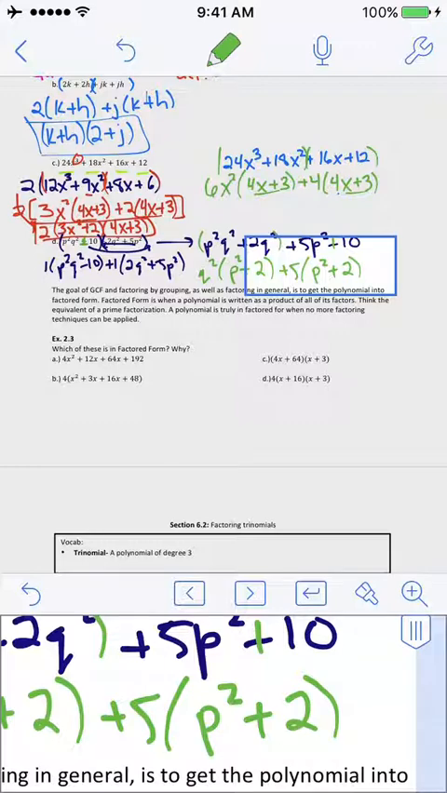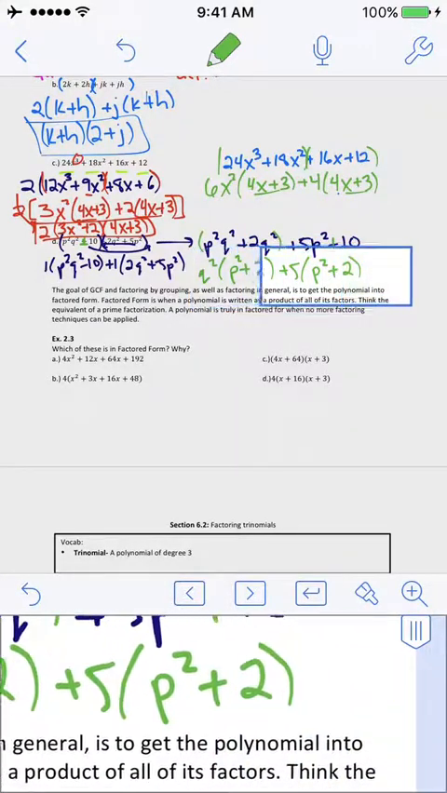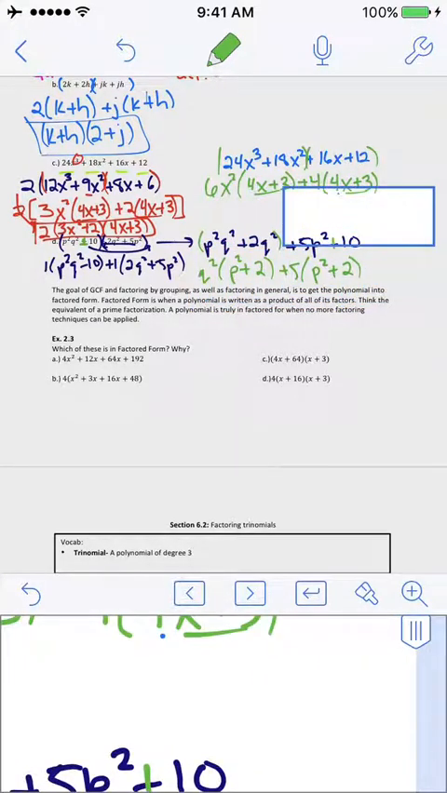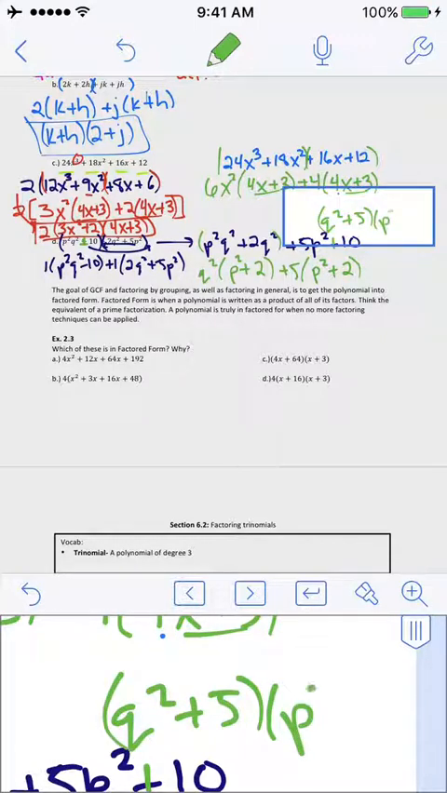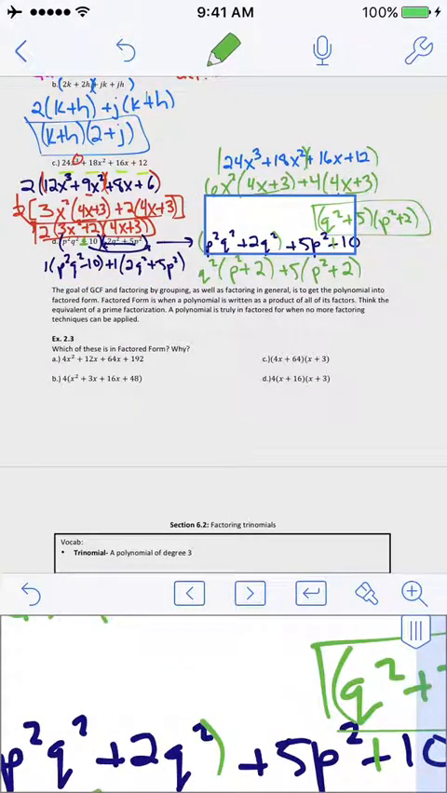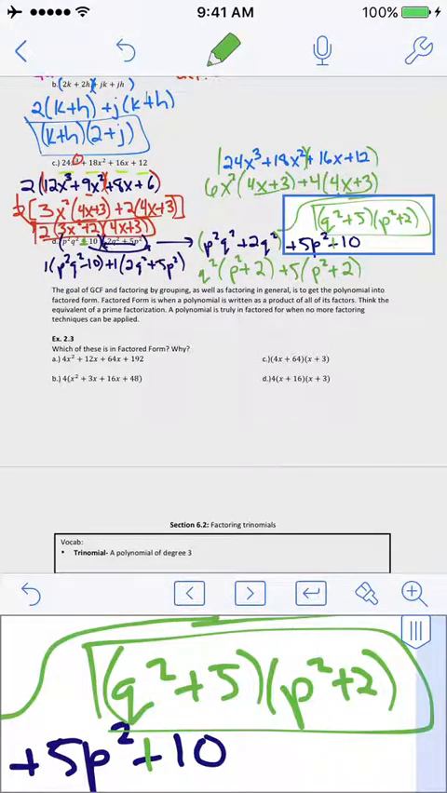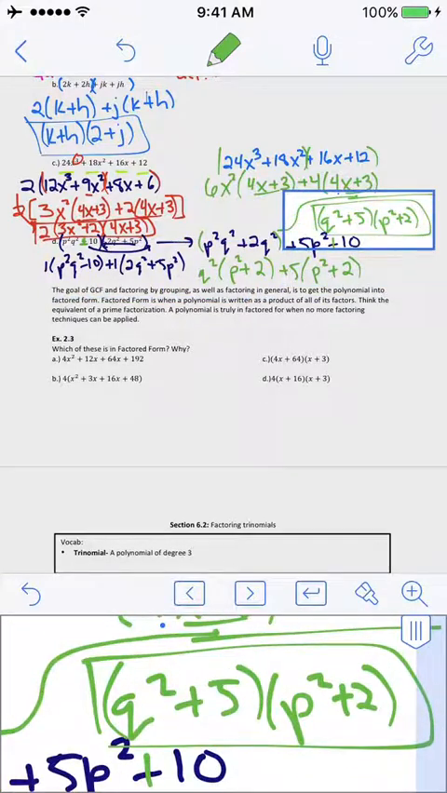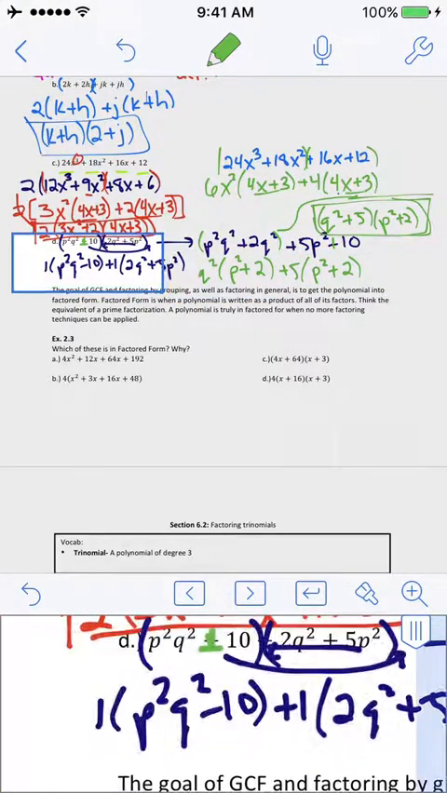Okay, so plus 10. And I get p squared plus 2. Now they match. And I end up with q squared plus 5 times p squared plus 2. So don't think just because from the get-go it doesn't work, you can rearrange to find a factored form if you need to. That's when we end up with our final factored form.